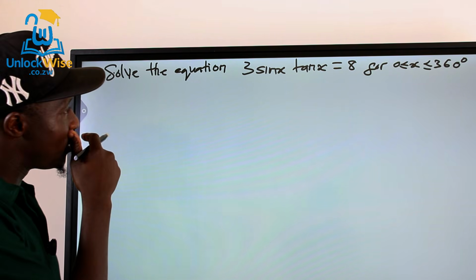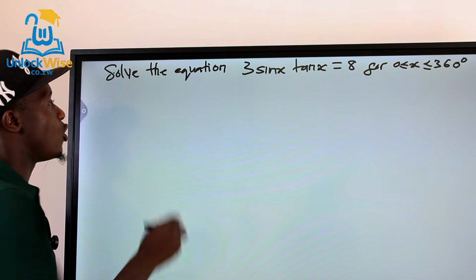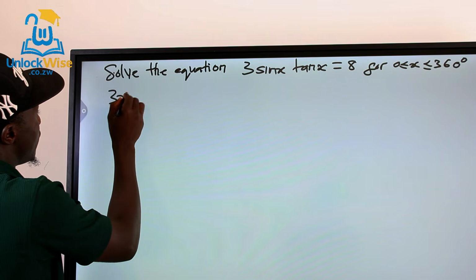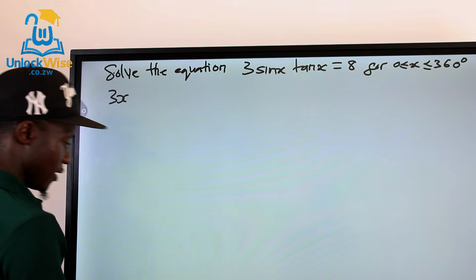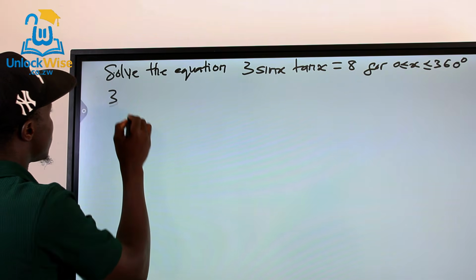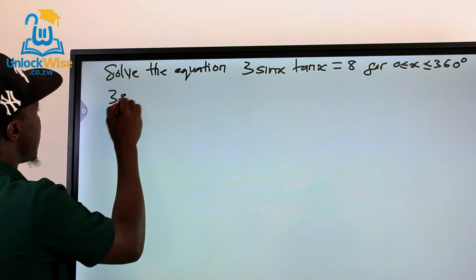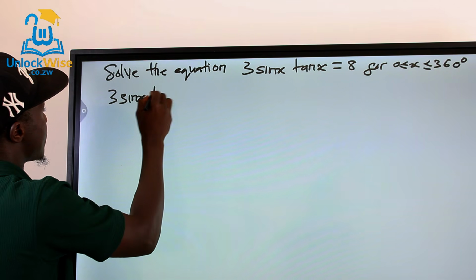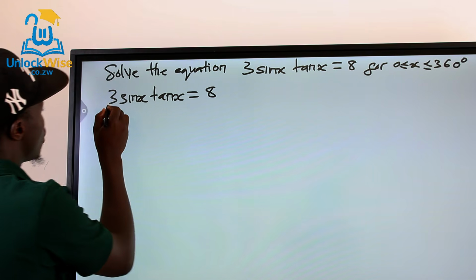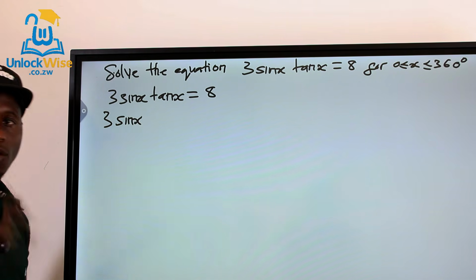On our last topic, I had to say tan x is equal to sine x over cos x. So, I can rewrite again the question: 3 sine x tan x is equal to 8. So we're going to say 3 sine x.